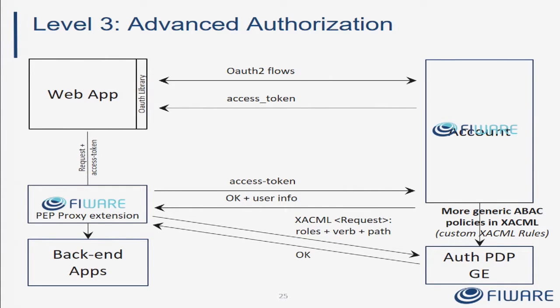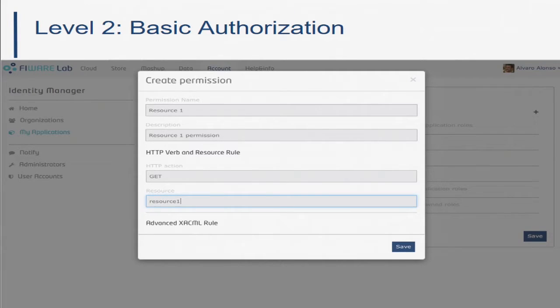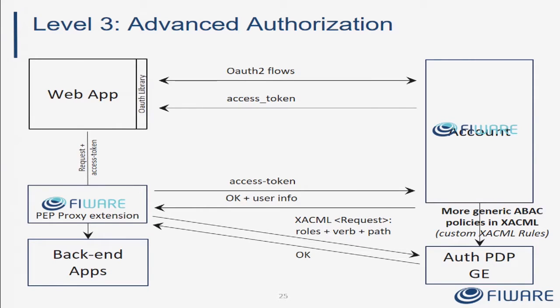And then the advanced authorization. So if I go back here, you see at the bottom that you have advanced XACML rule. So when you use that, you can do advanced authorization. So you can define more complex policies, which are attribute-based access control policies, that will be pushed to the authorization PDP as usual. So the rest of the flows are the same.